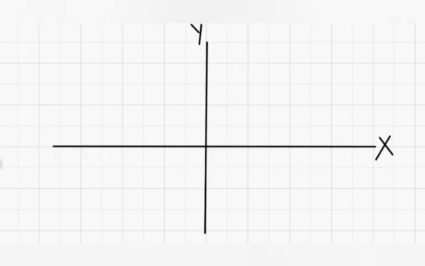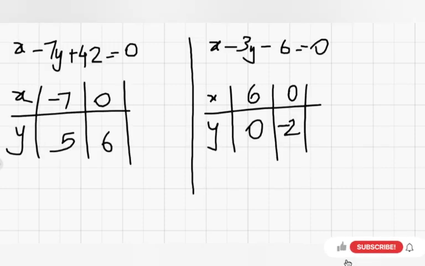So minus 7 will be 1, 2, 3, 4, 5, 6, 7. Here's minus 7. So for minus 7 and 5, minus 7 on the x-axis and 5 on the y-axis. So 1, 2, 3, 4, 5. Here's the first point, and the second coordinate is 0 and 6.